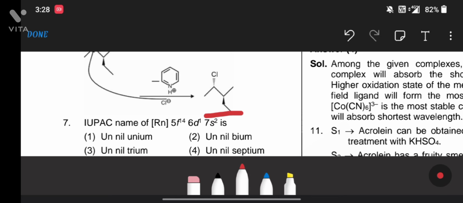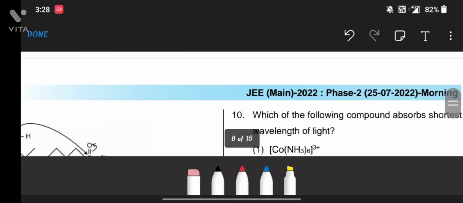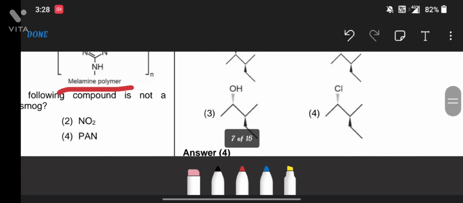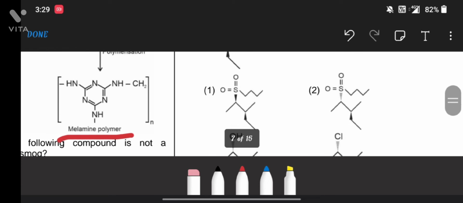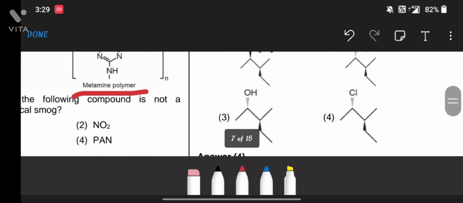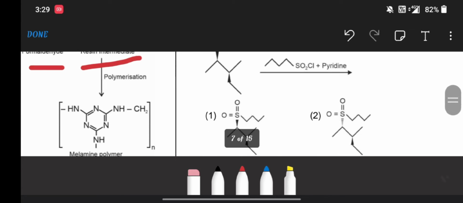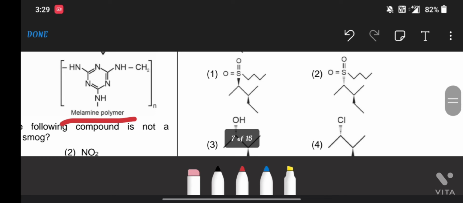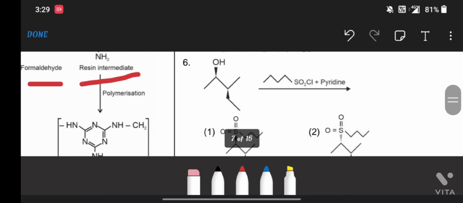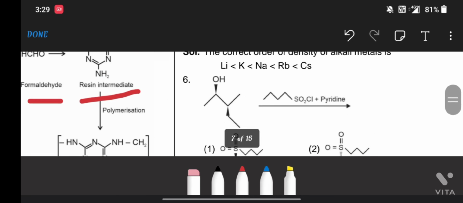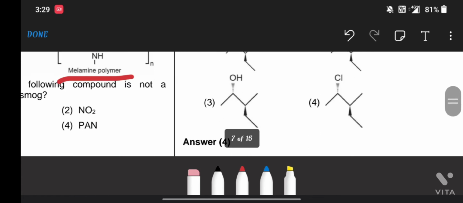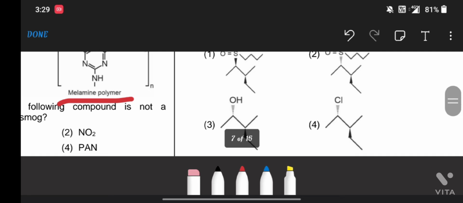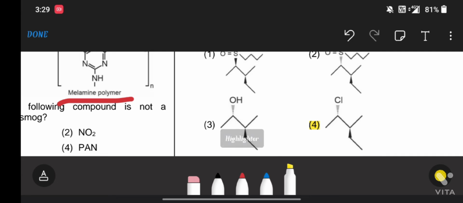The final option that we get is this one, with Cl here. So option 4, Cl is there. By seeing only you can say, because these two options are the same, it cannot be. And see, OH is already given, so it cannot react again, so we will not get the product with OH again. Cl is the only option left, so therefore option 4 is the correct answer for question number 6.